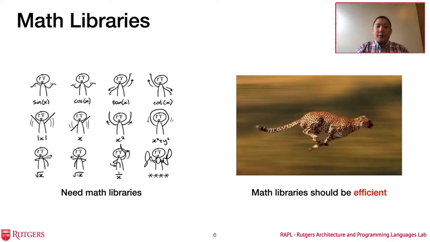Second, math libraries should be efficient. A slow math library will significantly slow down the application that uses it. Then the developers will choose not to use the math library even if it produces correct results, and search for a more efficient math library at the cost of producing erroneous results.